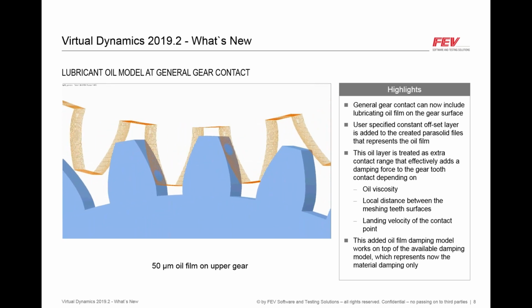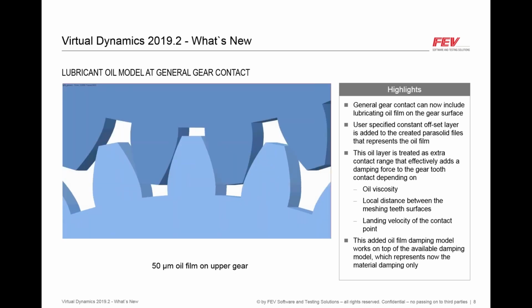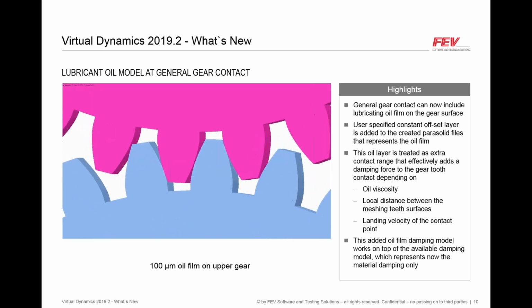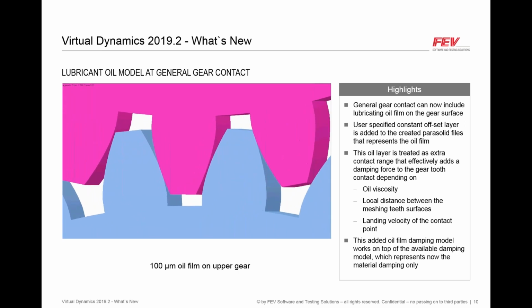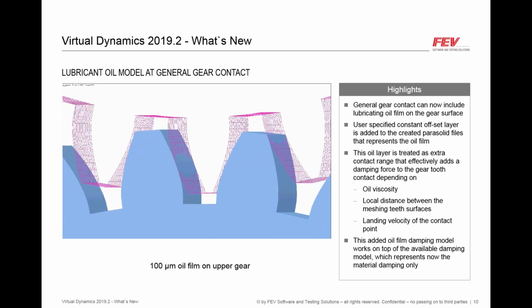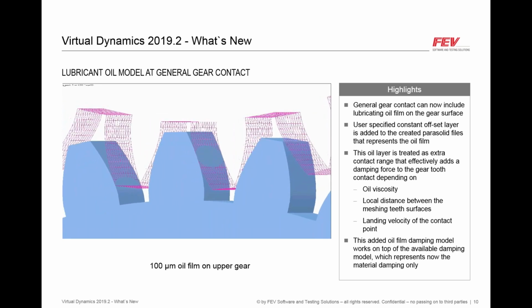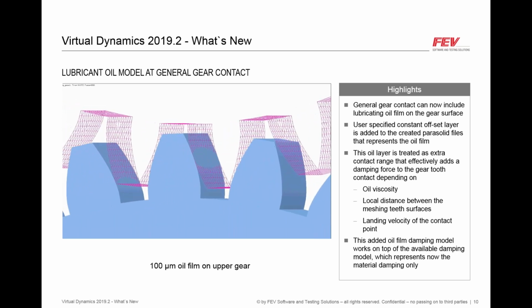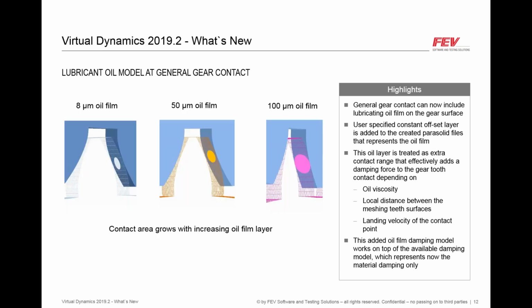In the same sense, if we increase the oil film to 100 micrometers on the upper gear, now we will see a bigger contact area at the lubricating oil, which is almost the entire thickness of the gear teeth. So to summarize, the contact area grows with increasing oil film layer. But this contact area is not the material to material contact, it is material to oil film contact on the gear teeth surface.